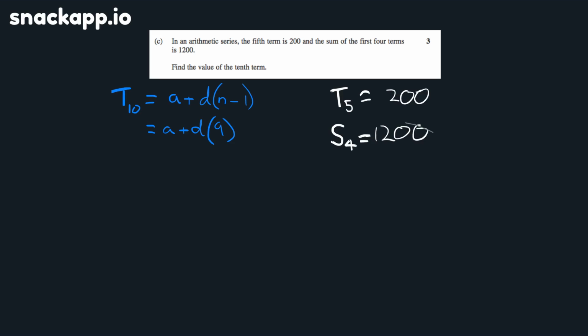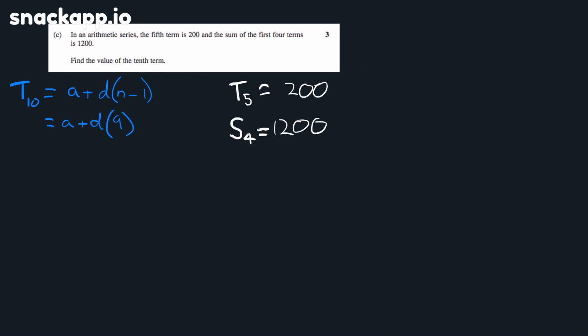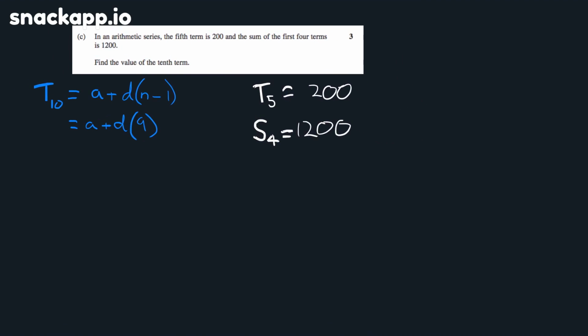Okay, so now we need to give these two equations with variables a and d so that we can solve for a and d, and then we can substitute them back into this term 10, which is that final part of the actual question. That's what the actual question is asking for, the value of the 10th term. All right, so I'm just going to pan over a bit so I got a little bit more room over here. Now, what we're going to do is ascribe one equation to T5, and we're going to ascribe the other equation to S4.